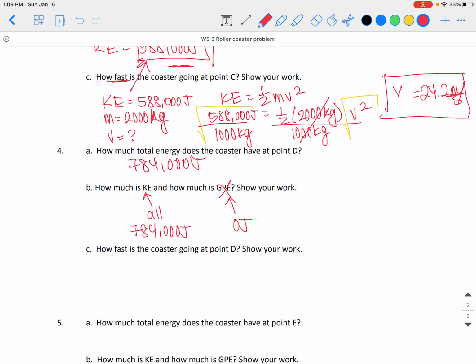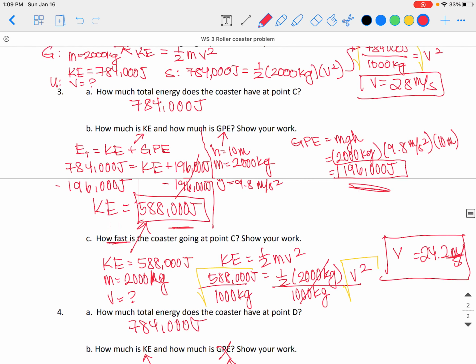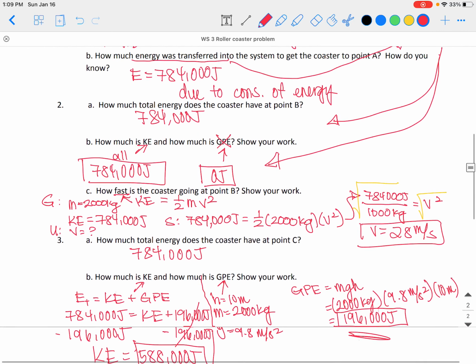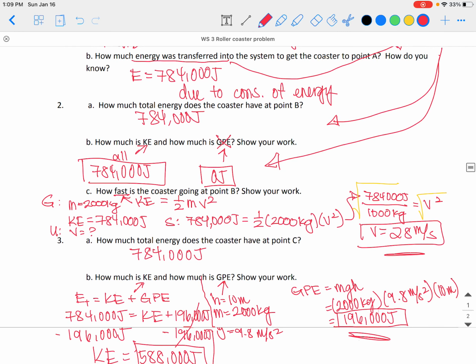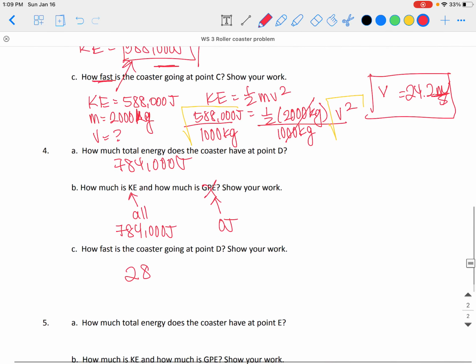How fast is the coaster going at point D? Well, the work is going to be exactly the same as what we did at point B. So the speed at point B, which is right here, is 28 meters per second. And you can look back at that work if you'd like to.